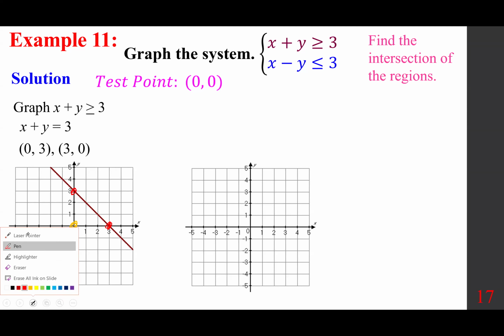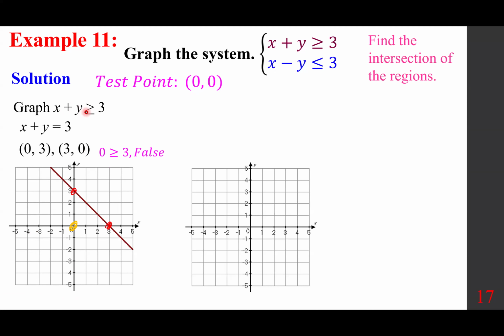So when we plug in 0, 0 into this, we get 0 greater than or equal to 3, which is a false statement. So put 0, 0 into the original inequality, false statement. So this is not a solution. The opposite side is the solution. And the reason this line is solid is because we have the equality in the first place.